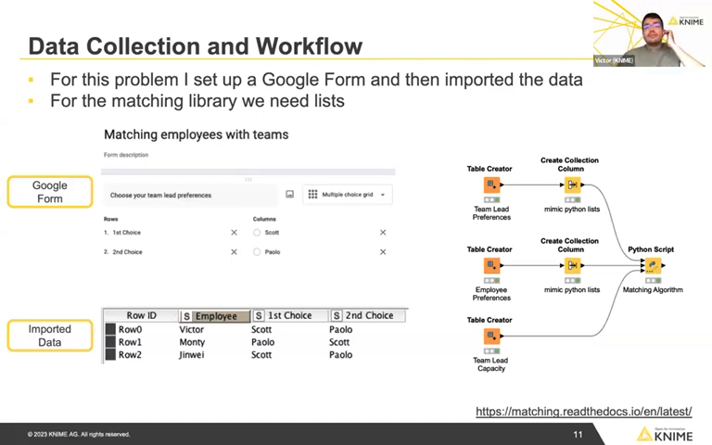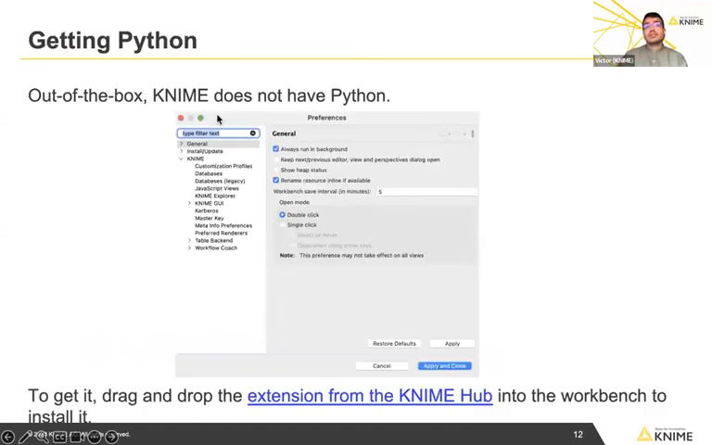So if you just download KNIME, you will notice that you don't have access to this node or anything for the Conda environment. So for instance, out of the box here, I go to Preferences and I don't see anything for Python. So to get Python, I must drag and drop the extension from the KNIME Hub into the workbench, or I can install it manually. Either way is fine. But you will need to download this first in order to use the Python script that I'm about to show you.